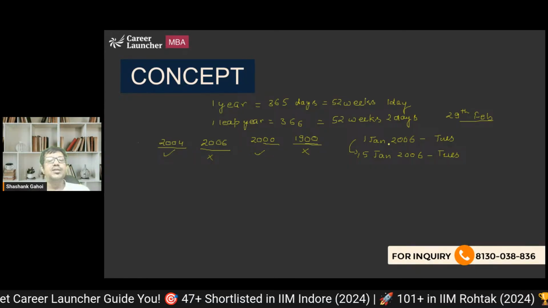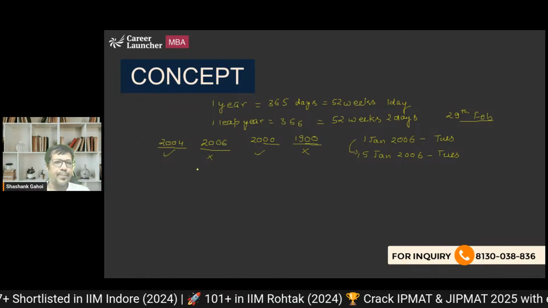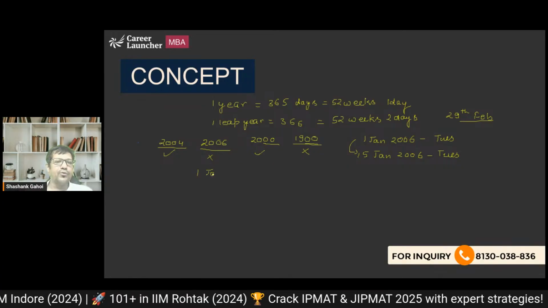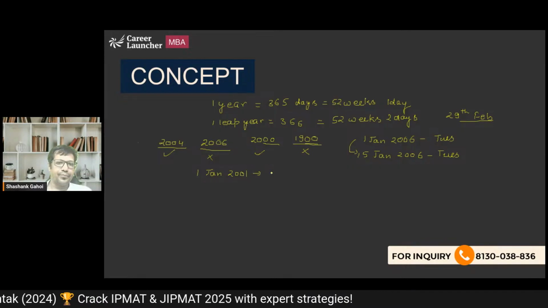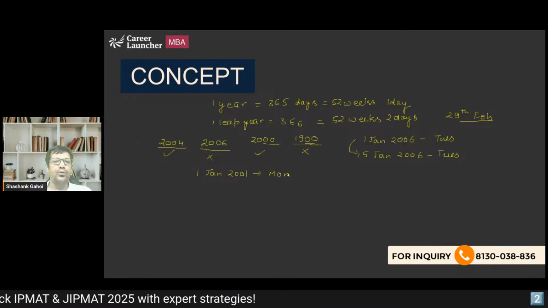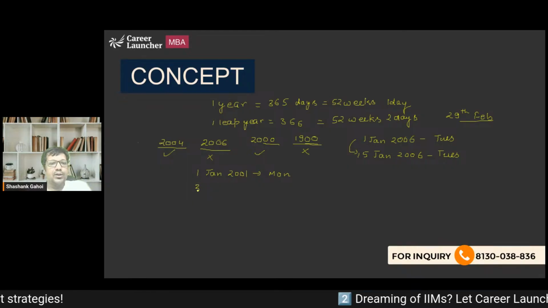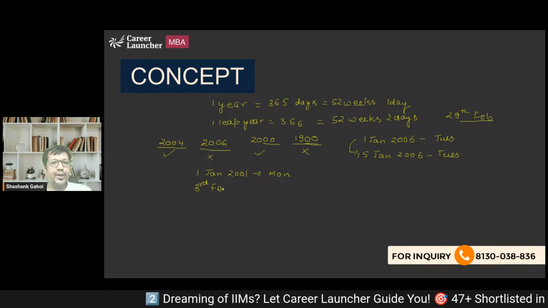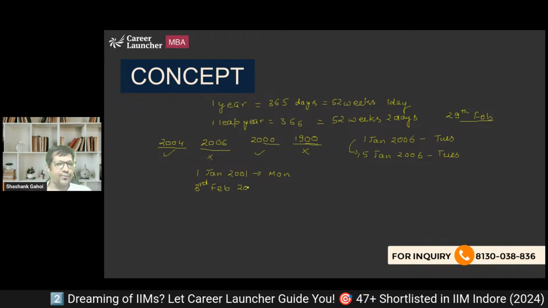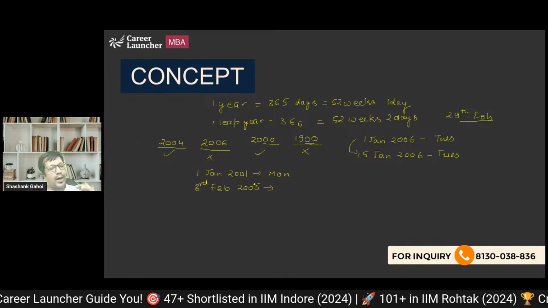But what if the difference is not 7 days or a multiple of 7 days? How are we going to find out? Let's say I'm talking about 1 January 2001 and it's Monday, and I need to figure out what the day is on 3rd of February in 2005. So understand this.